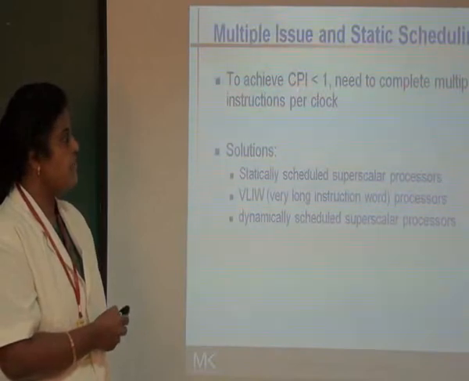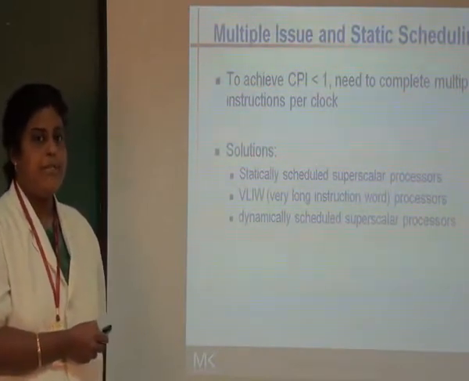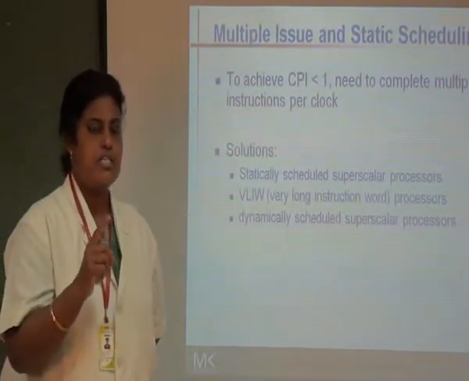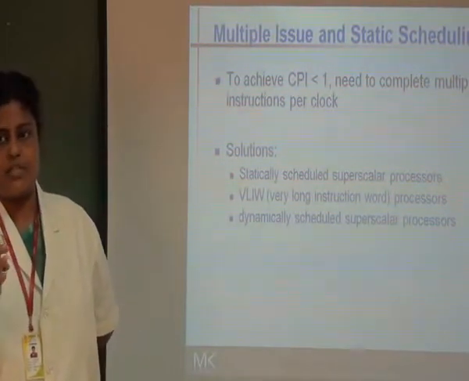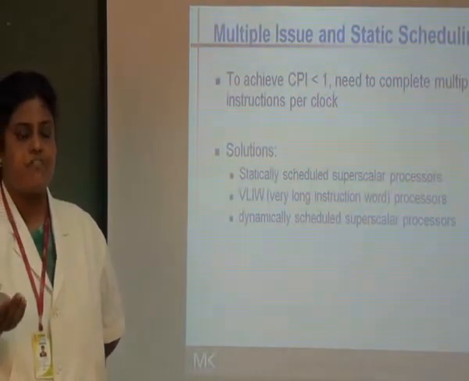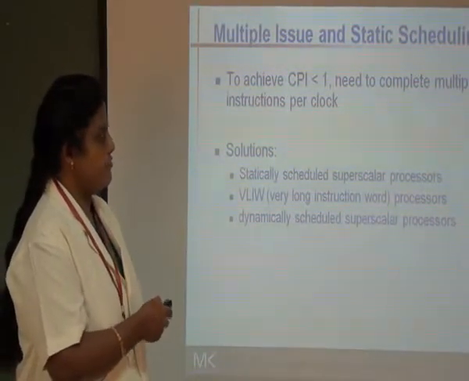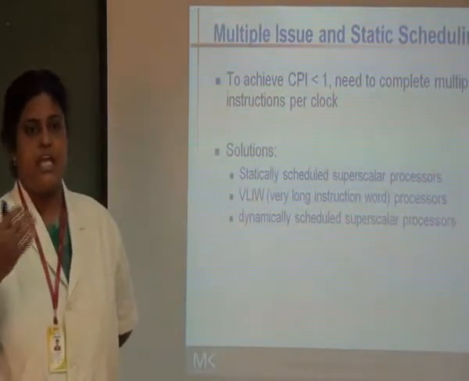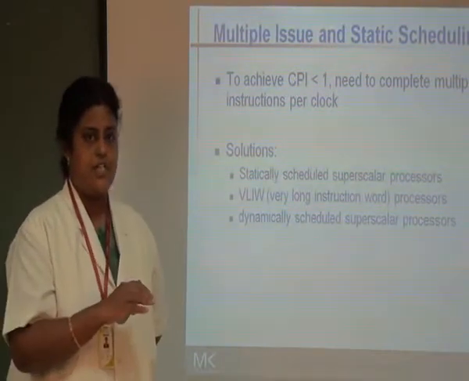In order to achieve cycles per instruction of less than 1, we need to complete multiple instructions per clock. In one clock cycle, multiple instructions could be executed. That is the process of multiple issue. And here it involves the software, because we talk about only the instructions which are going to be executed in one clock cycle. So this comes under static scheduling.